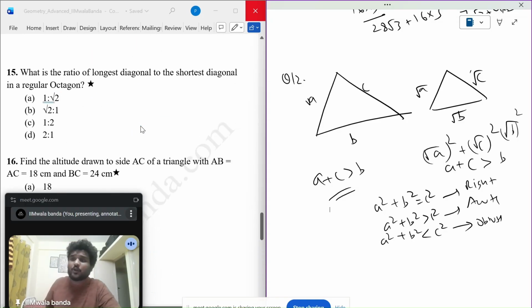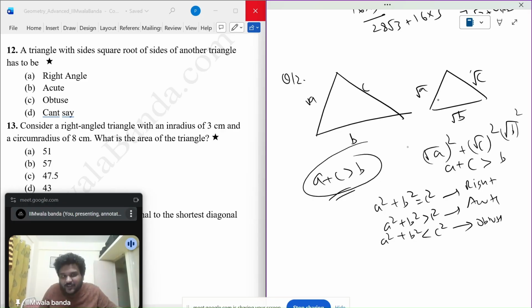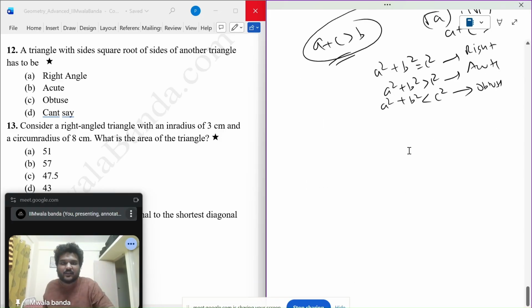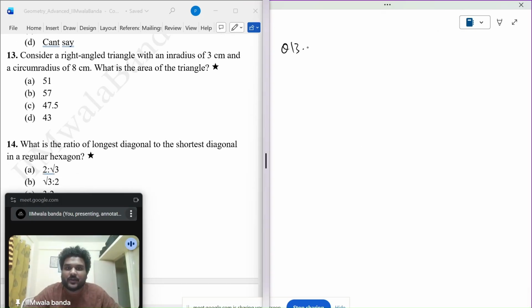Yeah. Very good question because it looks very complex, but as soon as you got into square root, you know the property a square plus b square, and you know from the first that a plus c is greater than b. Similarly, if I square these sides, I get that it is greater than the square of the third side, which is a property of an acute angle. So, good question. Let's go to question number 13.